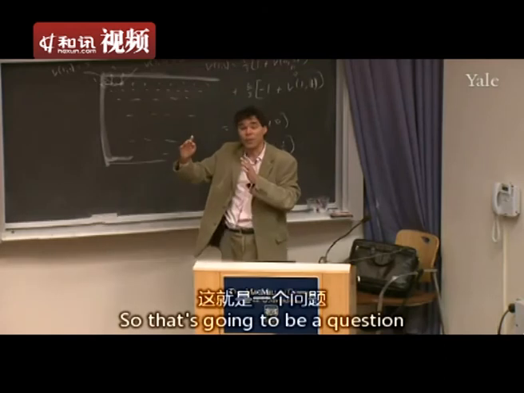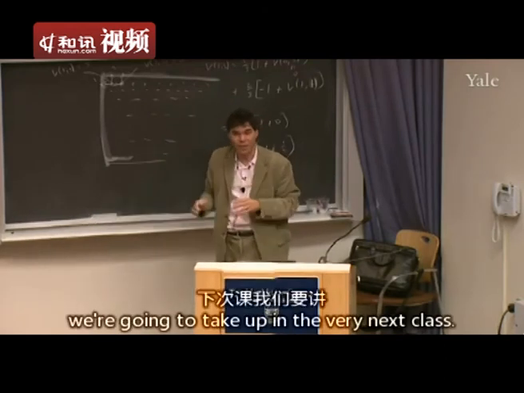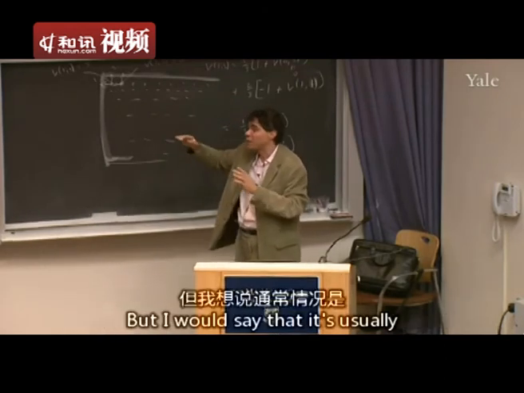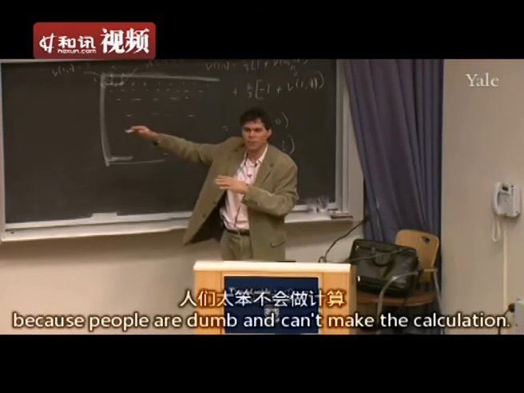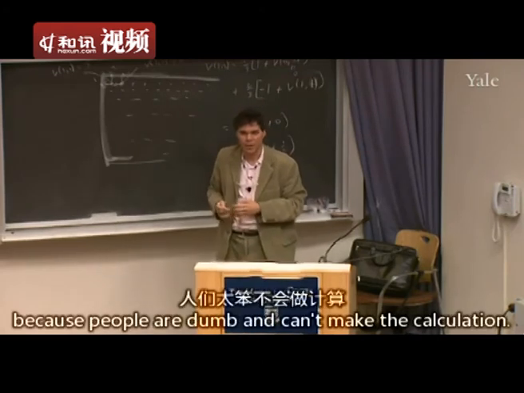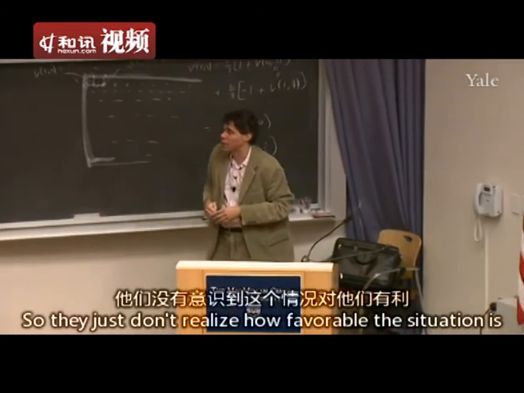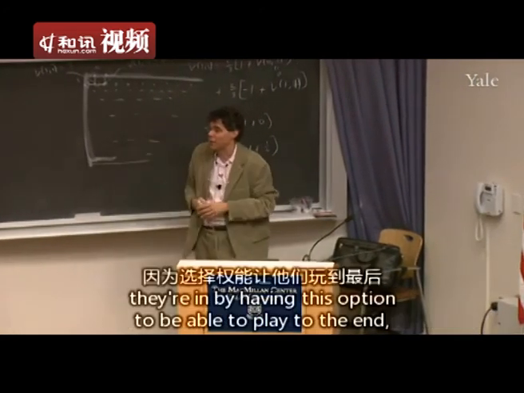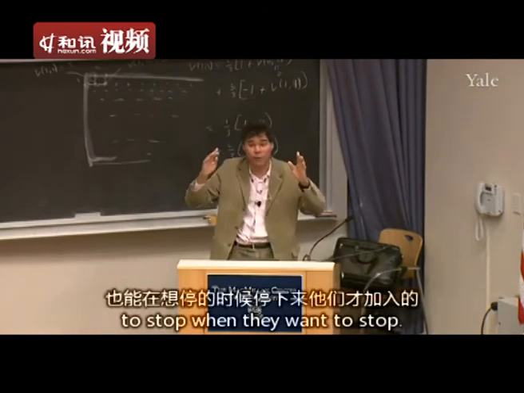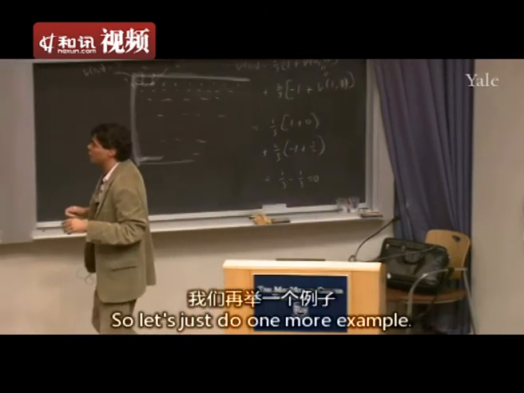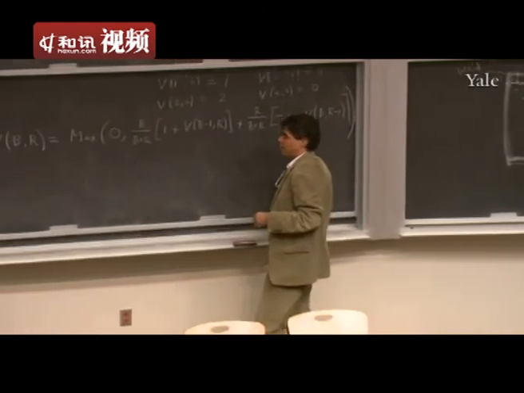So that's going to be a question we're going to take up in the very next class. But I would say that it's usually because people are dumb and can't make the calculation. They just don't realize how favorable the situation is they're in by having this option to be able to play to the end of it, to stop when they want to stop. Okay, so let's just do one more example.